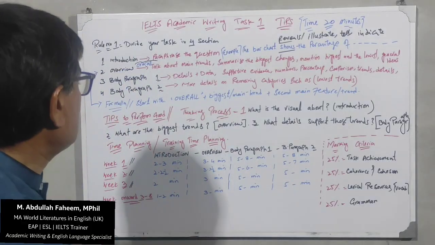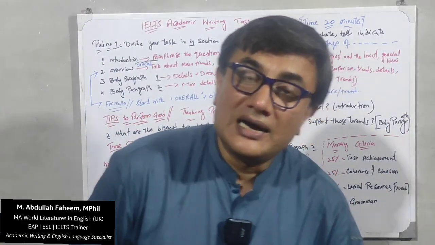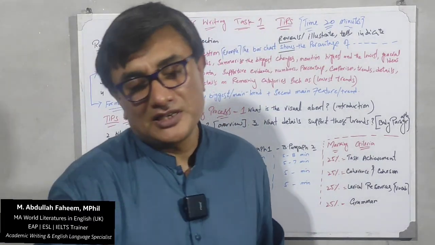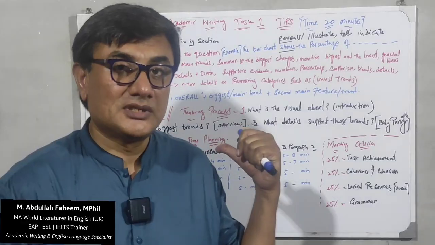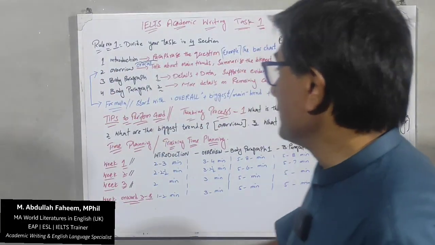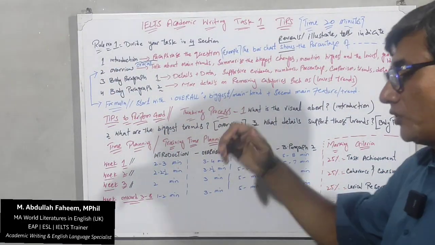And now we have tips to perform good. अगर आप अच्छा परफॉर्म करना चाहते हैं, I'm saying in Urdu, if you want to perform good, तो आपको क्या करना है? You have to consider these tips. आपने ये tips देखनी है. What are these tips? Tip number 1, thinking process.